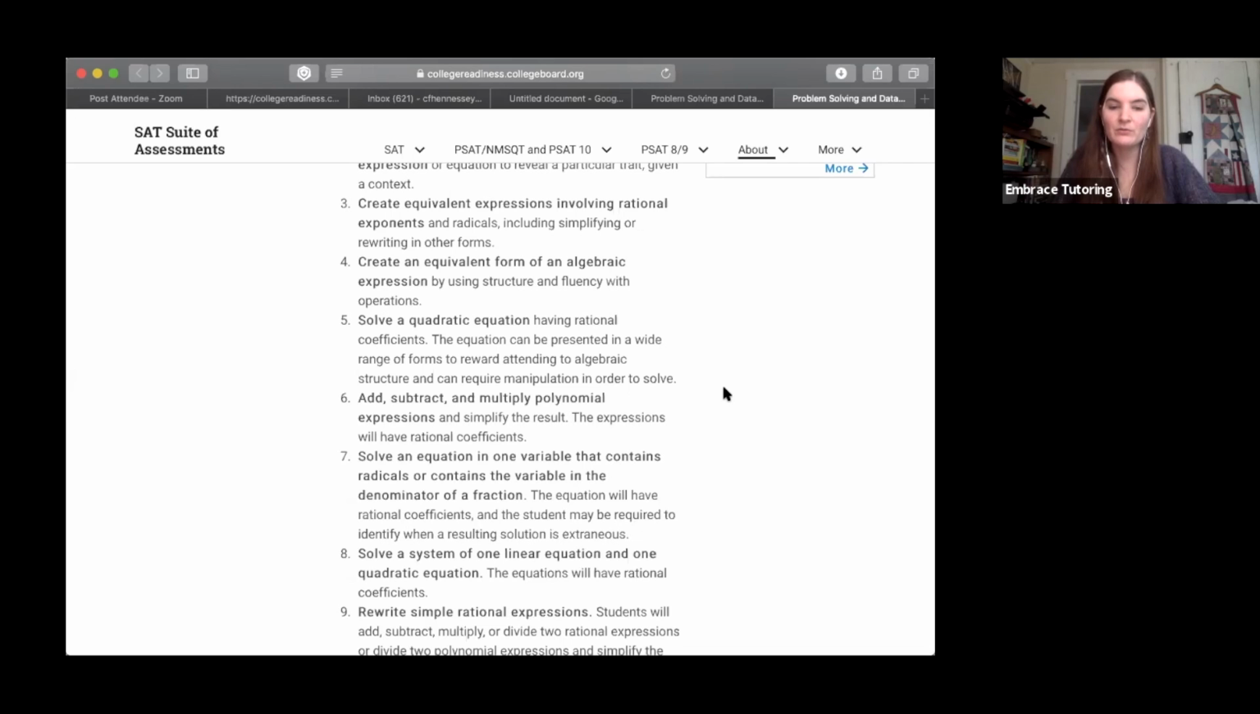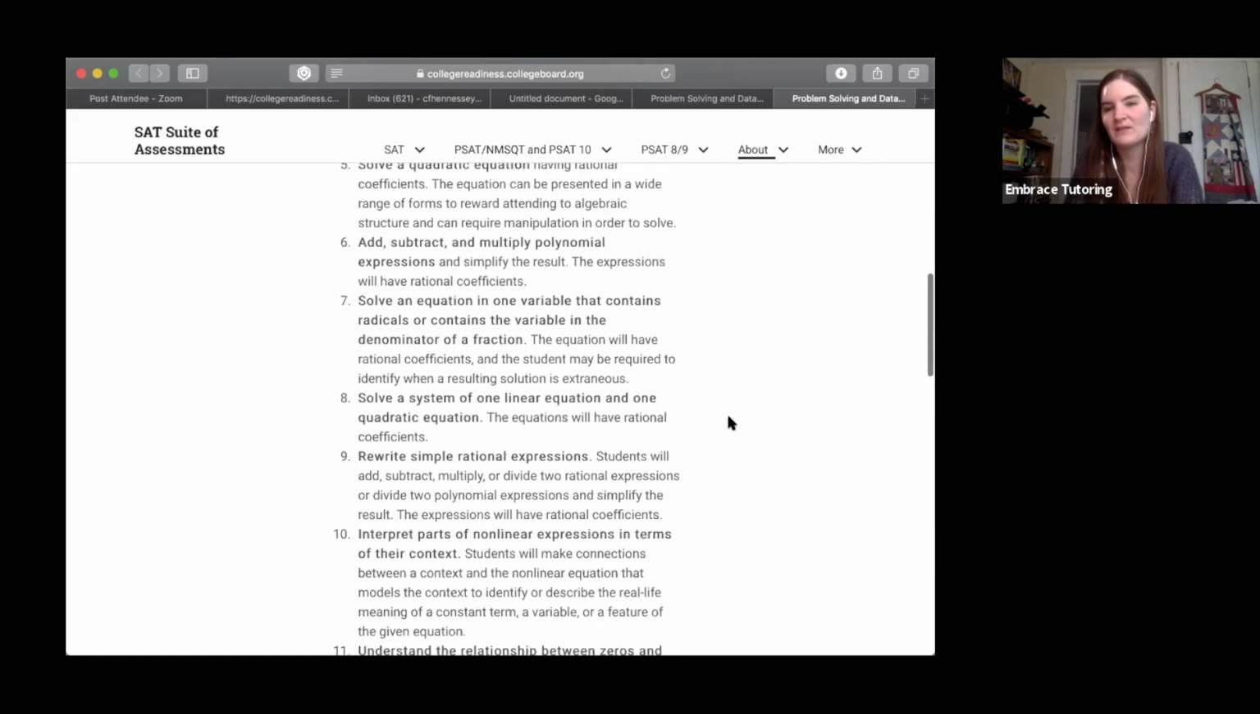You'll also be figuring out how to solve an equation in one variable that contains radicals or contains the variable in the denominator of a fraction. Again, there are going to be things like rational coefficients, and you may need to identify when a resulting solution doesn't work, or is just extra, like it's extraneous. It doesn't really fit into what you need to get done. It might be superfluous in a way.